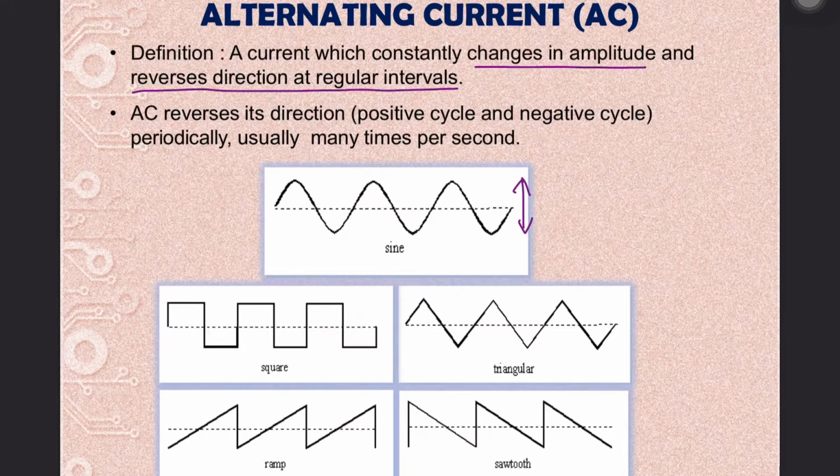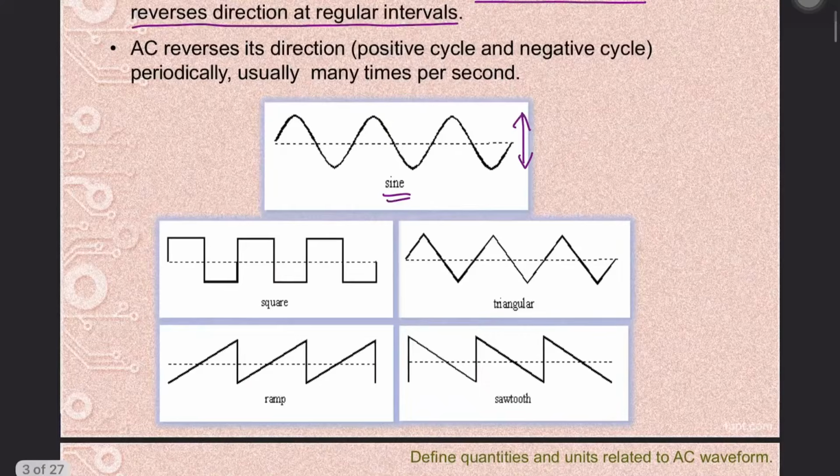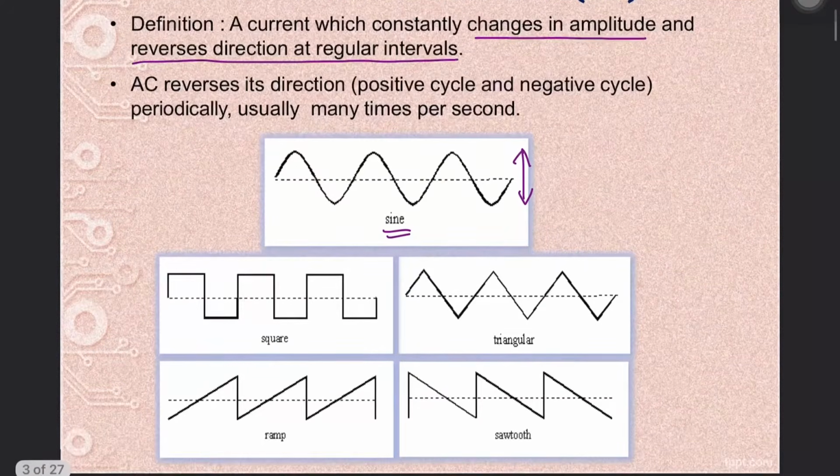Dalam alternating current dia ada banyak jenis waveform. Biasanya waveform ini kita akan nampak yang paling famous adalah kita tengok dekat dalam medical industry. Dekat mana kita nampak? Jawab sendiri. Okay, dalam AC waveform quantities, these are the quantities that you need to remember.